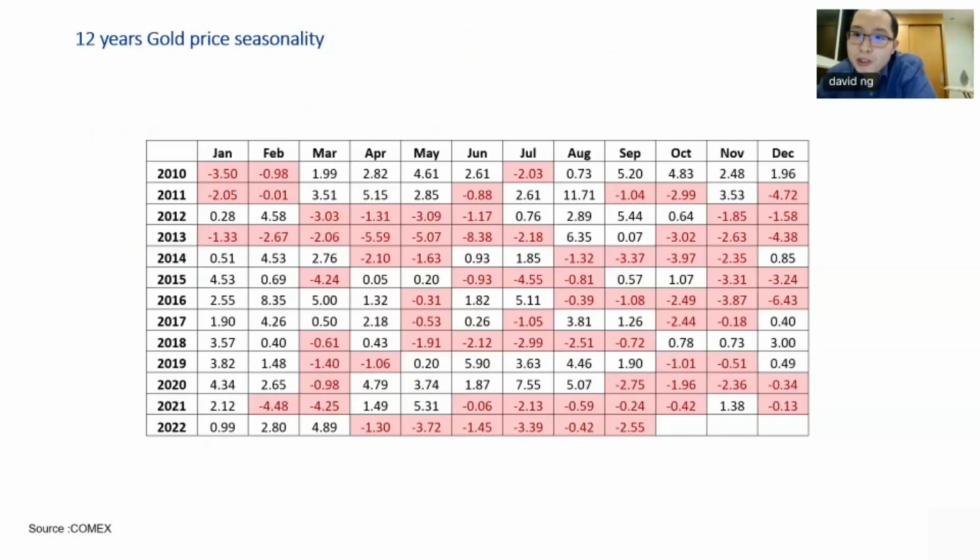Now, what I put here is also just to show the price seasonality of the COMEX gold market, at least for the past 12 years. What to take note of is that January and February are usually the periods where prices tend to be a bit more on the positive side. And if you look at around September and October, normally prices of gold tend not to perform well, and in fact November as well.